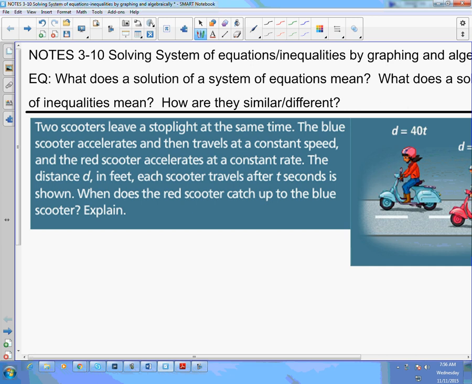Okay, so this is from chapter 3, section 10. We're solving quadratics or solving systems of equations and inequalities.